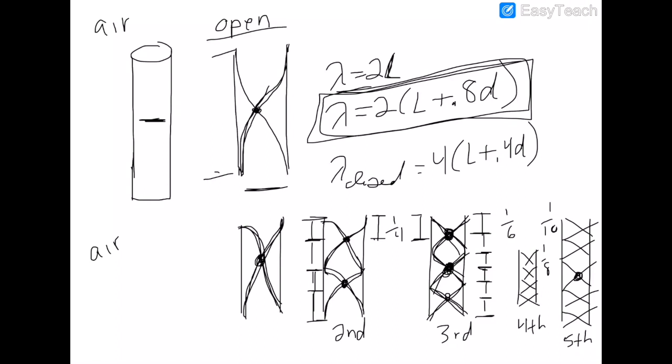Okay, so these are open tubes. That means it's open on either end. And to figure out the wavelength, for the fundamental, you'd take twice the length of the tube, and you can put in a diameter adjustment if you need.